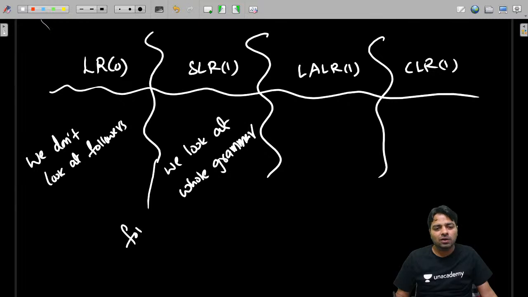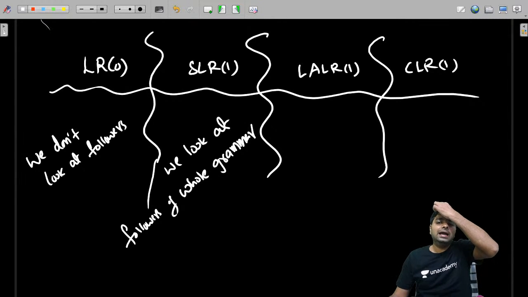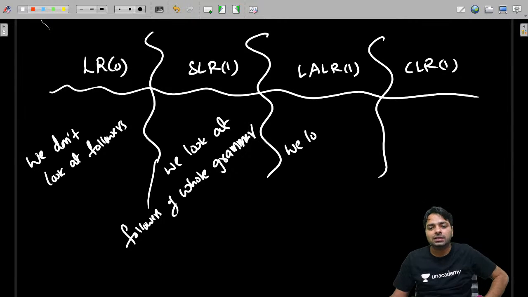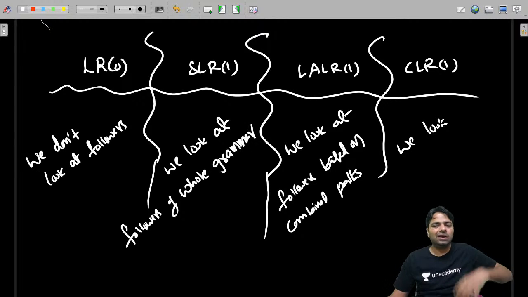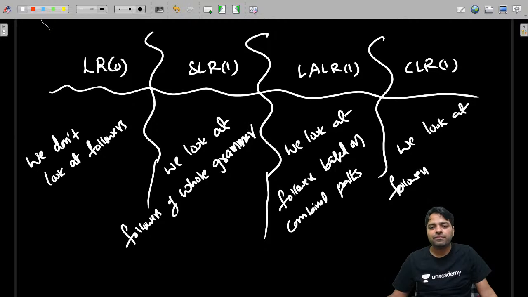We look at followers of the old grammar, and in LALR(1) we look at followers, no doubt, but based on combined paths, because we may combine some of the paths. Here, in canonical, canonical means exact. We look at followers based on the exact path. We don't combine here.